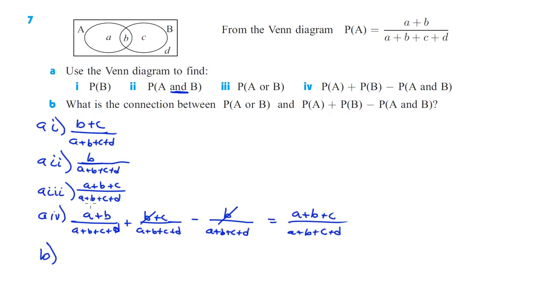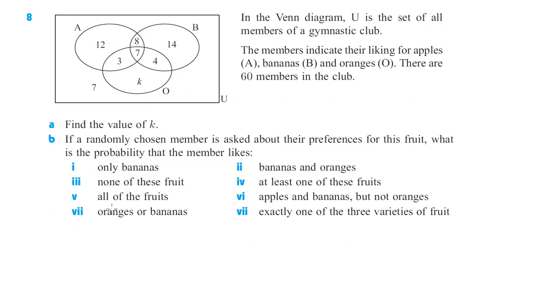So now part B, what's the connection between the probability of A or B, which is A, B, C, and D, and the probability of A plus the probability of B minus the probability of A and B. So they're the same, right? And the reason they're the same is they're saying it's the probability of A plus the probability of B. We counted B twice, that's why we need to take that out, and that will be the probability of A or B. Okay?